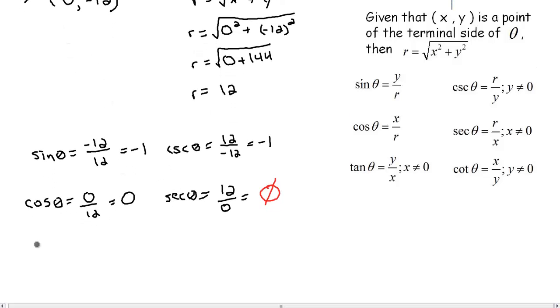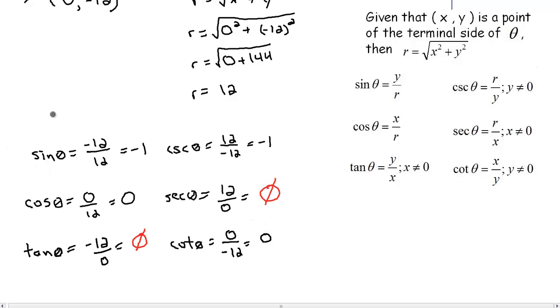Okay, so let's move this up a little bit. Our last pair of trig functions is going to be tangent and cotangent. So the tangent of theta is y over x, which is going to be negative 12 over 0, which again we're dividing by 0, which we can't do, so that's going to be no solution. And then cotangent of theta is the reciprocal of tangent. So instead of being y over x, it's going to be x over y. So we're going to have 0 over negative 12, and that's going to be 0.